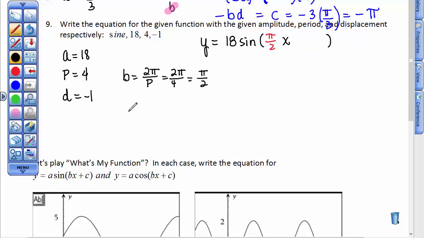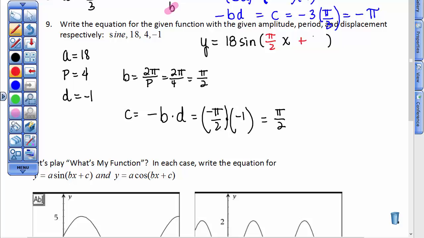Remember that my c value is found by taking the opposite of whatever b is times my d value. b is this pi over 2, so I take the opposite of that, negative pi over 2, and I multiply it by my d value, which is a negative 1. So a negative pi over 2 times a negative 1 is a positive pi over 2. And now I can put in that c value.